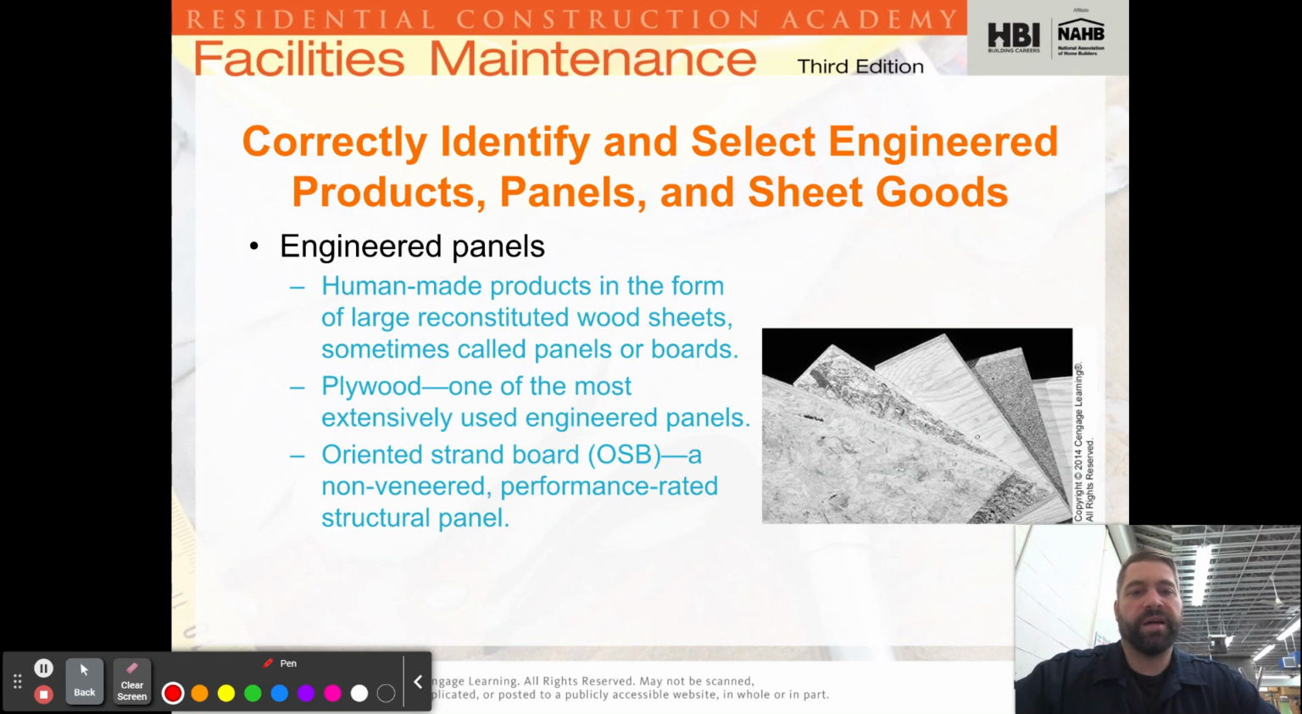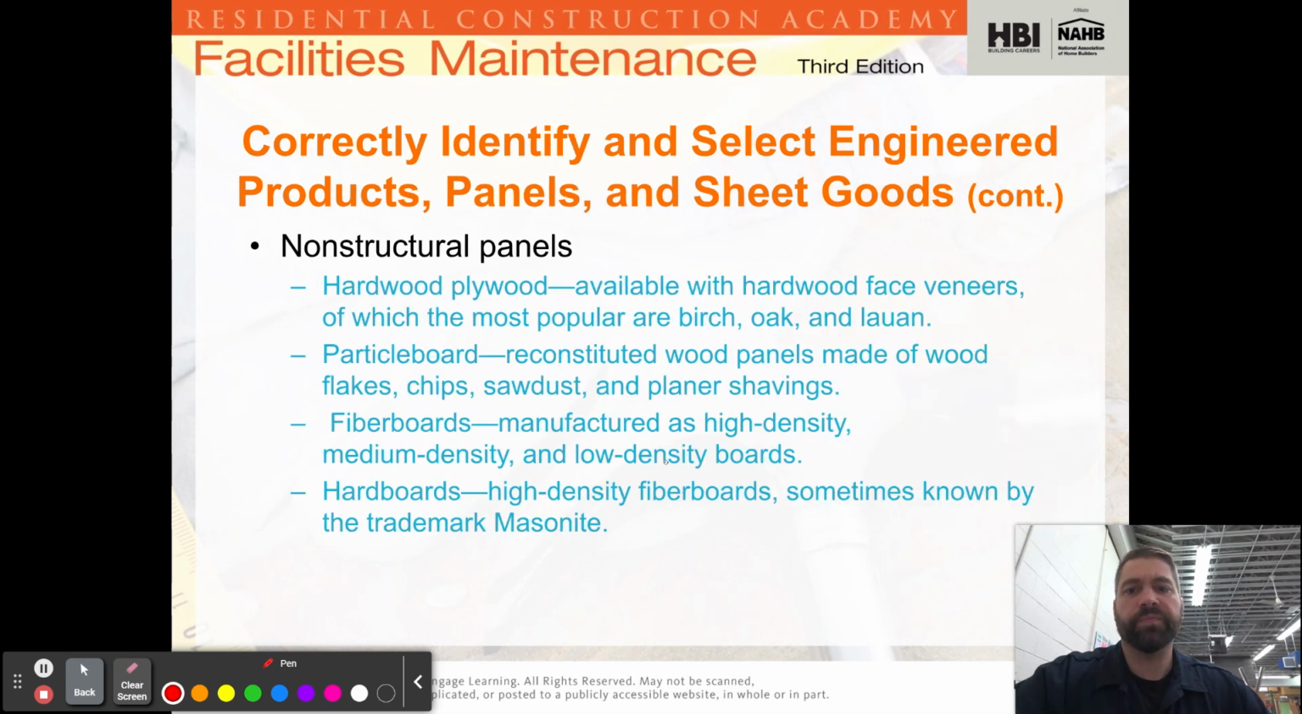To correctly identify and select engineered products, panels, and sheet goods, let's talk about engineered panels. Engineered panels are human-made products in the form of large reconstituted wood sheets, sometimes called panels or boards. These we've used, and here are some examples of plywood. You guys have used that in the lab, and you'll be using it again. And also OSB, oriented strand board. This is what you used on the floors for your booth construction. They look like chips; they're pressed and glued together, and that's what we use.